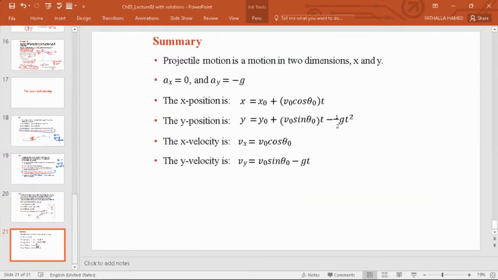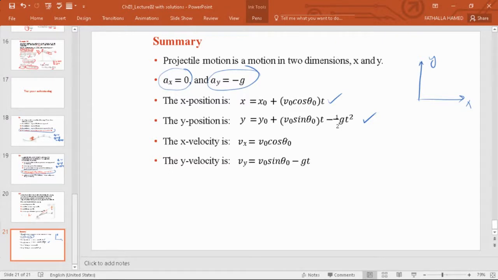So what we did today, in summary, we looked at projectile motion. I told you that you can always regard projectile motion as two-dimensional motion: one horizontal, one vertical. The horizontal can be regarded as x, and the vertical as y. The ax will equal 0; that's your acceleration. The ay will equal minus g. This basically will give you the x position because there is no acceleration there, and this will give you the y position.